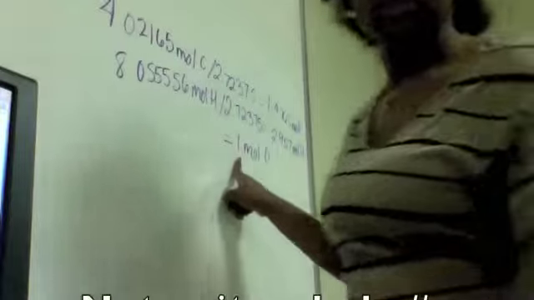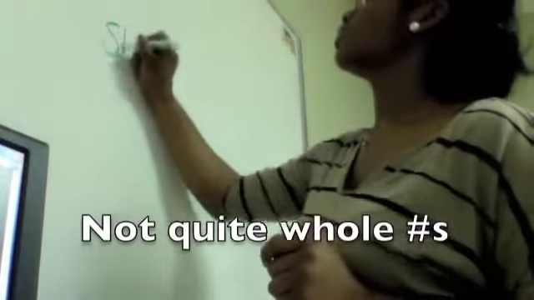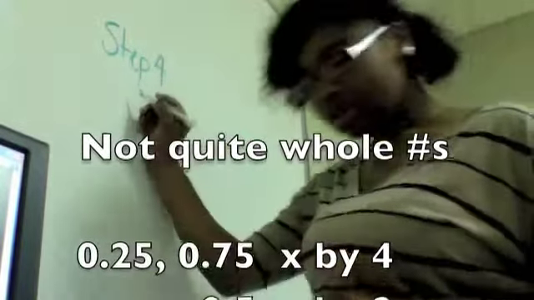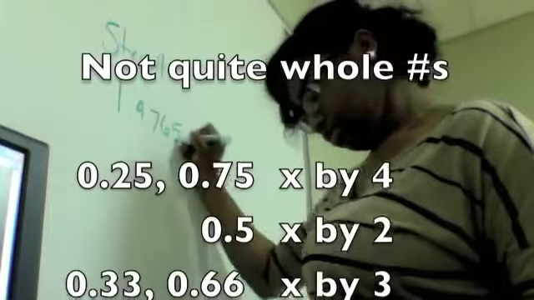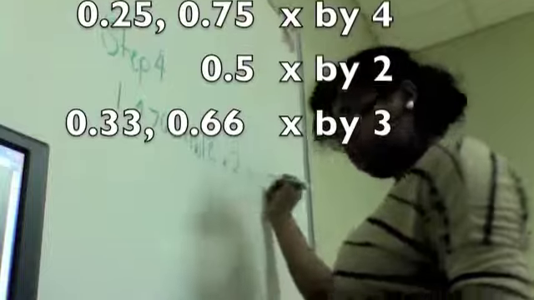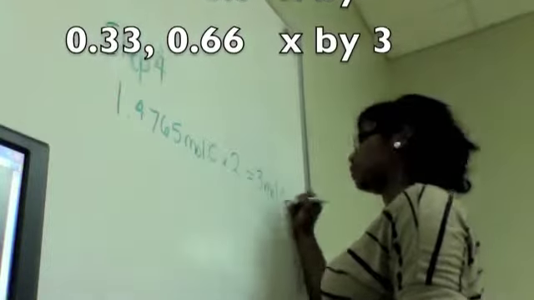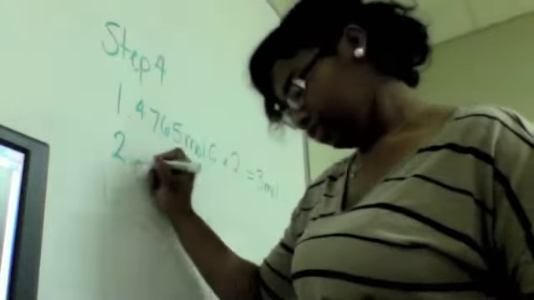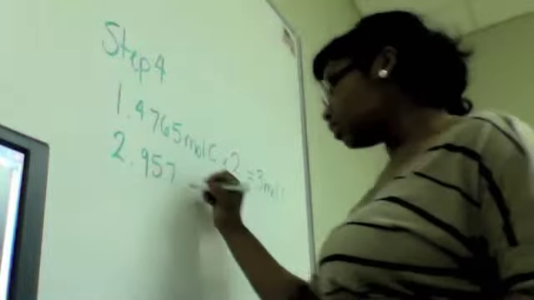If your ratios are not whole numbers, you must multiply. Say, for example, if you have 0.25 or 0.75, you multiply by 4. If you have 0.5, you multiply by 2. And if you have something like 0.33 or 0.66, you multiply by 3.